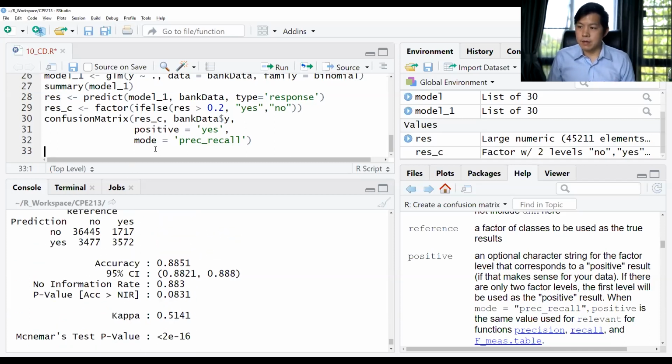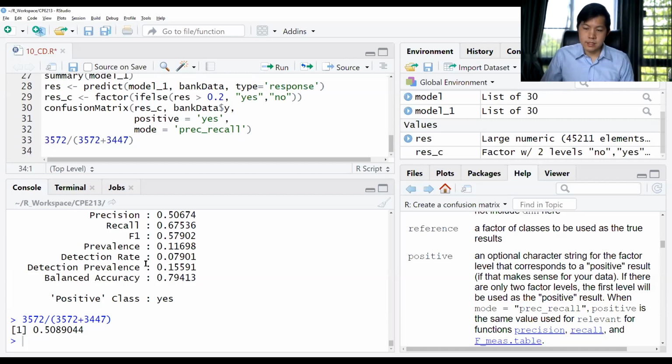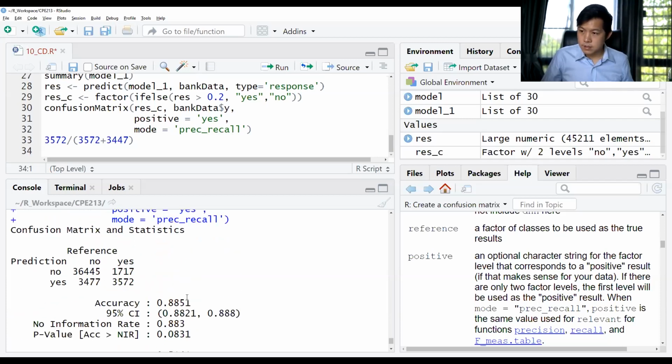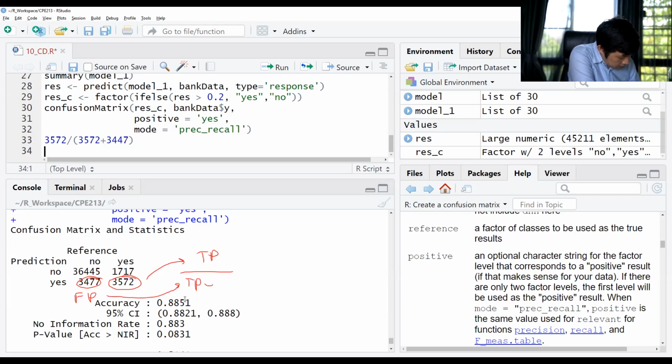How does it come by that number? Let's look at this. Say 3572 divided by 3572 plus 3447. This is 0.589, right? So you know that here, if you take this number, this is the true positive, and this is the false positive. Divided by true positive plus false positive, you get the precision.